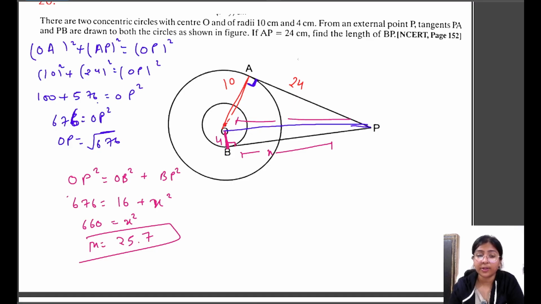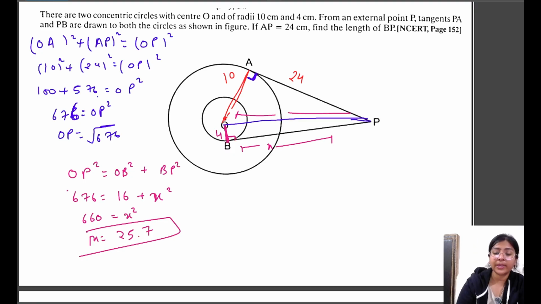So the length of BP will be, either you can leave your answer in root if it is of 2 marks, and if it is of 3 marks, you need to find the decimal value also. Okay learners, any doubt? Okay.